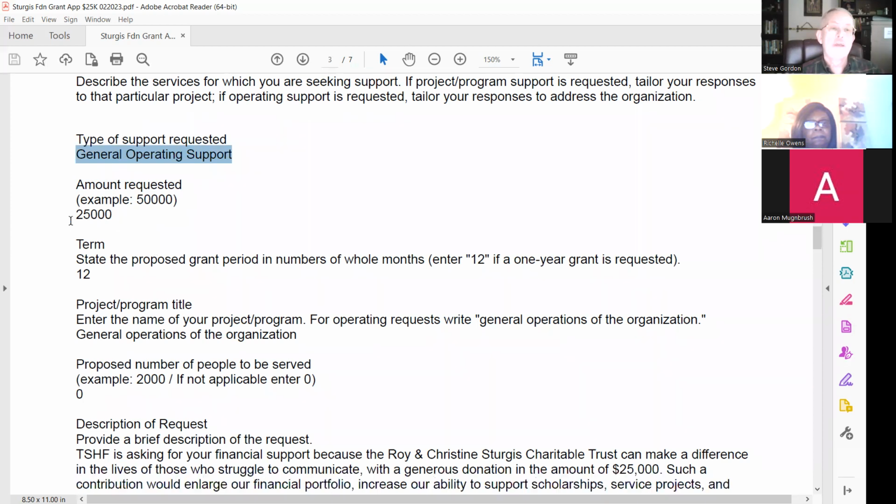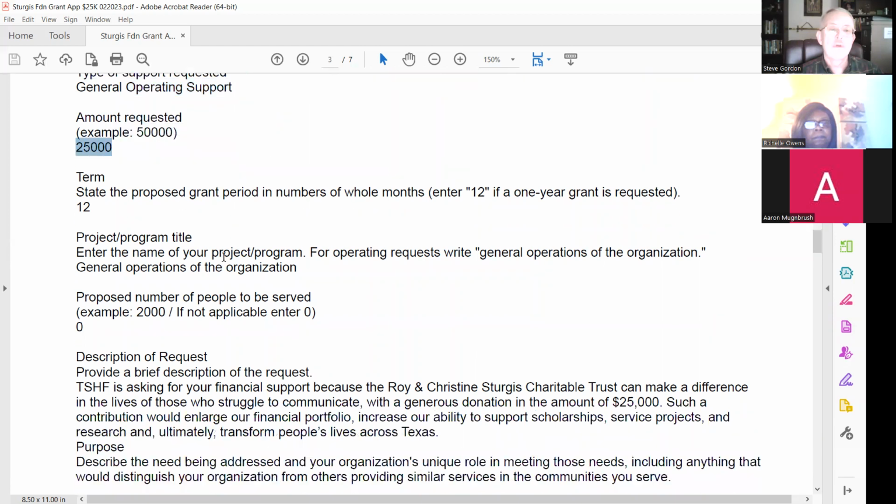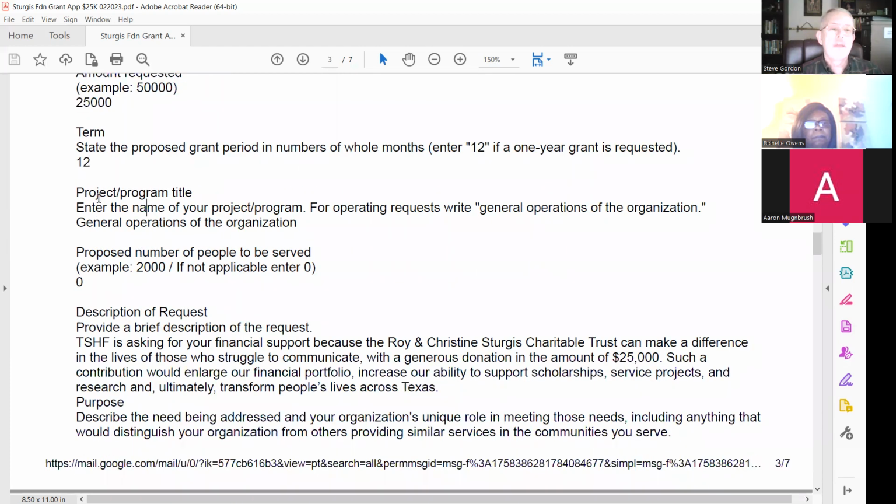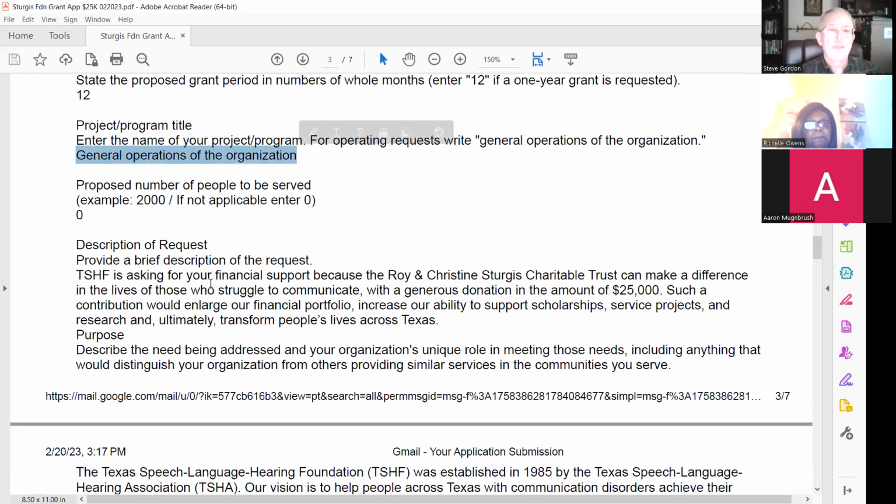Okay. So then the type is there and then the amount. So we're asking for $25,000. The term means how long is this going to be for? And usually it's for a year. So you always put 12 for 12 months. And it tells you how to answer there. Then the project or program title, we don't have a specific project. So again, we put general operations and organization.